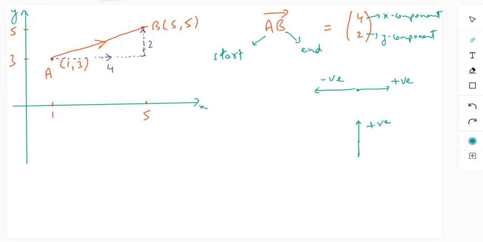So we have both positive here because we are moving to the right on the x-axis and upwards on the y-axis. Okay, so that's how we represent a vector in this form. It's called the column vector form.